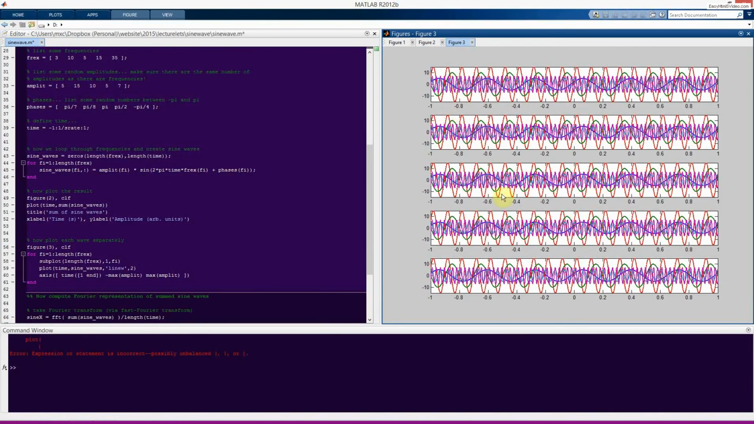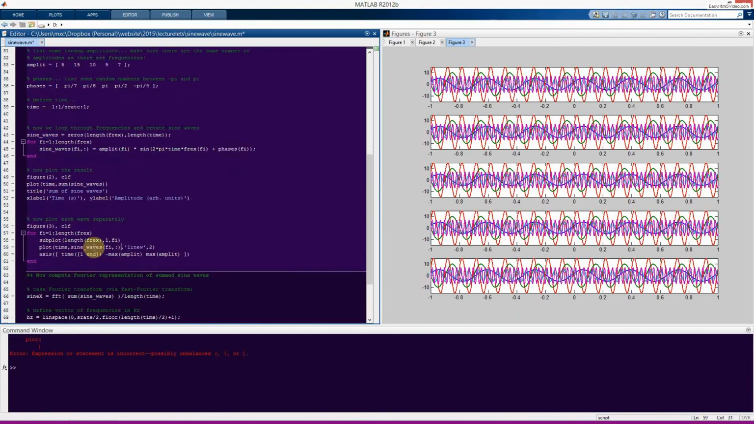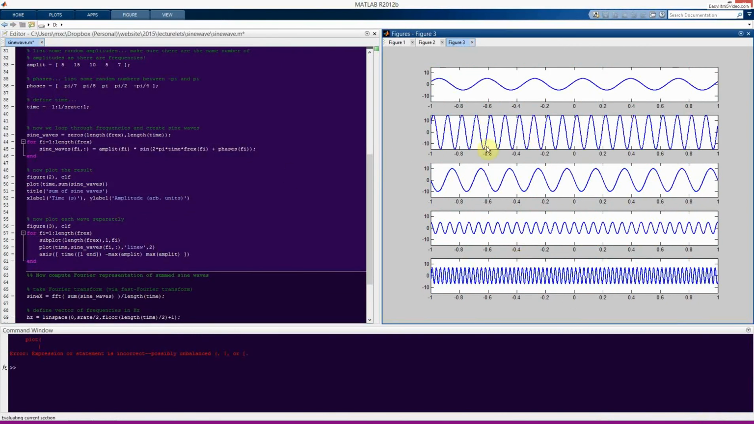This part doesn't exactly look like what I had in the PowerPoint slide, because you can see all the sine waves are being plotted in each of the subplots, which looks kind of neat, but it's not really what we want. The problem here is that I am plotting the entire sine waves matrix at once, and so what we want is to plot only one of these sine waves per iteration inside this loop. And here we go. This very nicely replicates what I had in the PowerPoint slide.